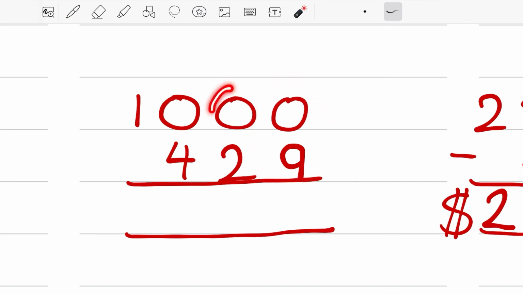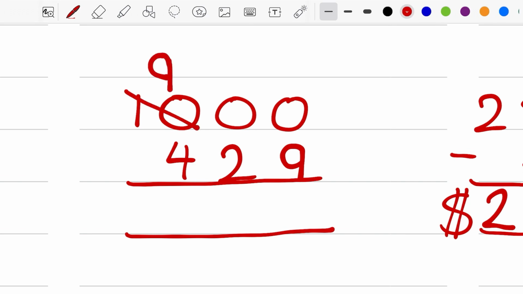We cannot borrow from the 0 on this side because, well, that's definitely less than 9. We cannot borrow from this 0 because there's nothing to borrow from. However, we can borrow from this 1. So we're going to borrow from this 10. 10 take away 1 leaves us with 9. So the 1 that we borrowed, we're going to carry it over to the right.